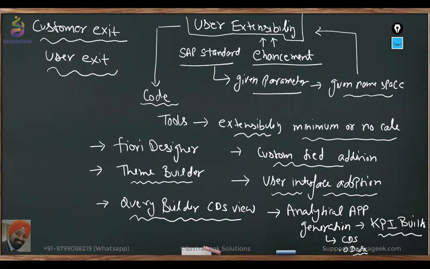Okay, so these are basically user extensibility. In the next chapters we will go into more detail about KPI builder, custom field addition, and user interface adoptions. Those are the topics we are going to discuss. Before I go ahead, just taking a quick pause to check if you have any question before we proceed ahead.